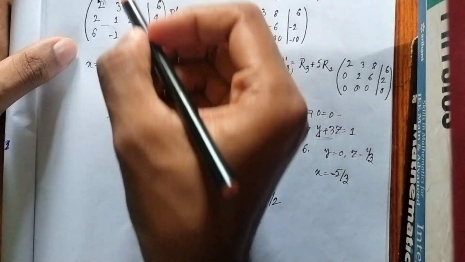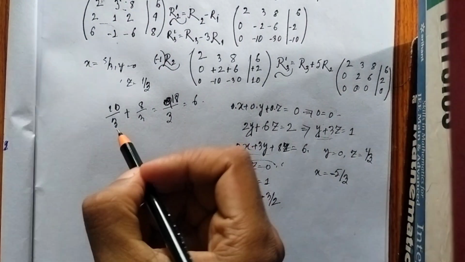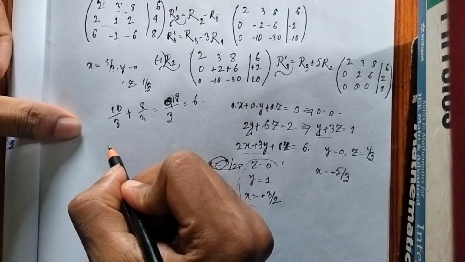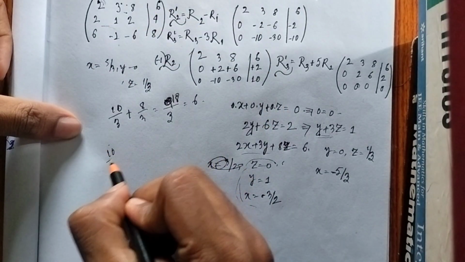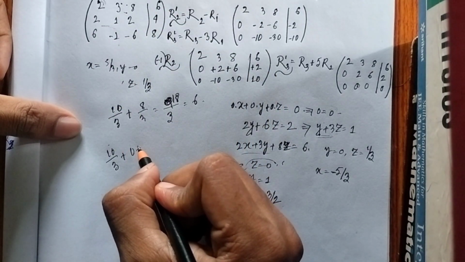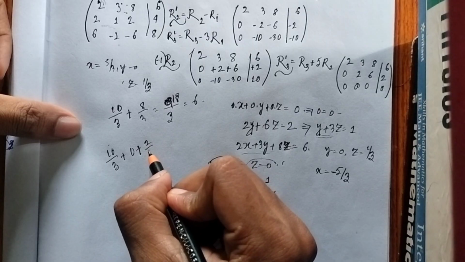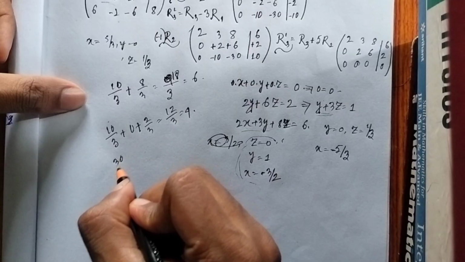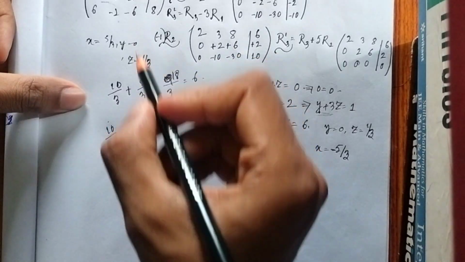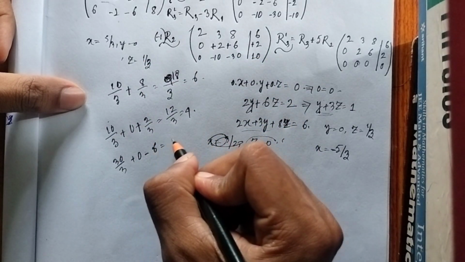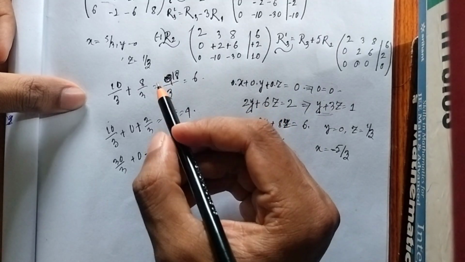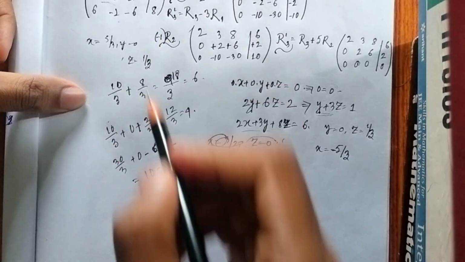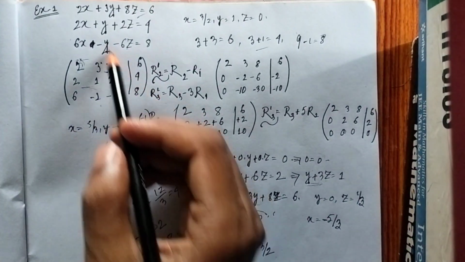So now for this case, just put the value here: 10 by 3 plus 0 plus 2 by 3, that means 12 by 3, that is 4. And similarly for this case, 30 by 3 plus 0 minus 6 by 3, that means 6 by 3, that means this is going to be 2. And this is 10 minus 2, this is 8. So for these values, the system of equations is satisfied.